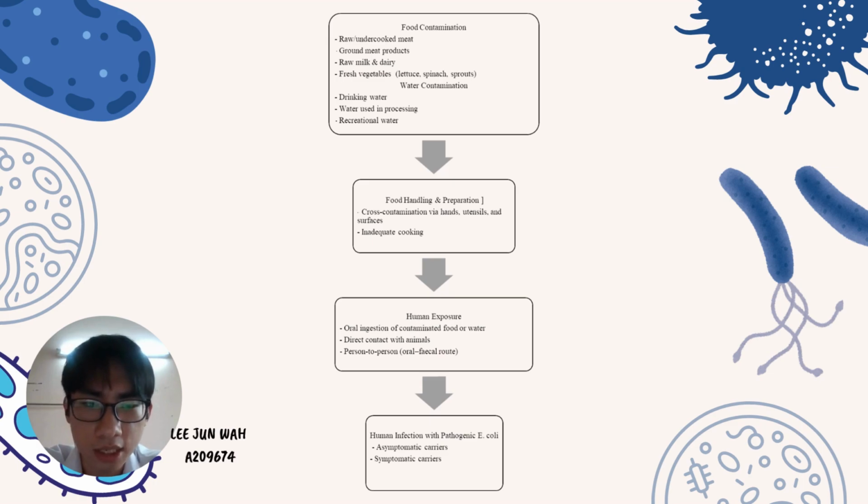Finally, this process leads to human infection with pathogenic E. coli. Some individuals may become asymptomatic carriers who show no symptoms but can still spread the bacteria, while others may develop symptoms, and these symptoms range from mild, such as diarrhea, to severe, such as abdominal cramps.